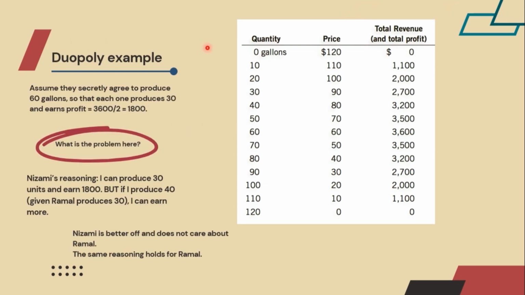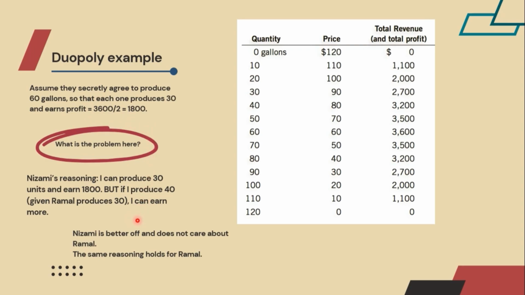In contrast to the other markets, duopolies and oligopolies will have a different scenario. Assume they secretly agree to produce 60 gallons so that each one produces 30 and earns a profit of 1800, which is a total of 3600. So what's the problem here?